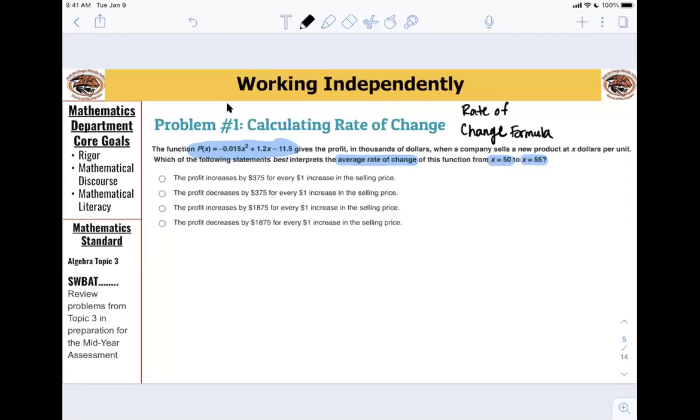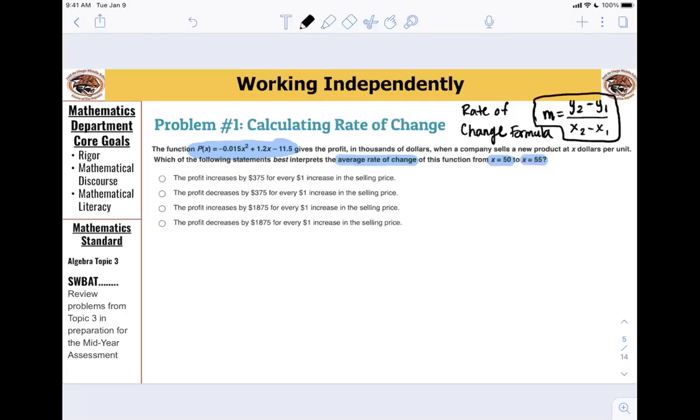Y2 minus Y1 over X2 minus X1. Yep. That's the rate of change formula. Anytime that a question asks you for the rate of change or the slope, that's the formula that you need to use. But in this problem, I know what the formula is, but I don't know the value of y.